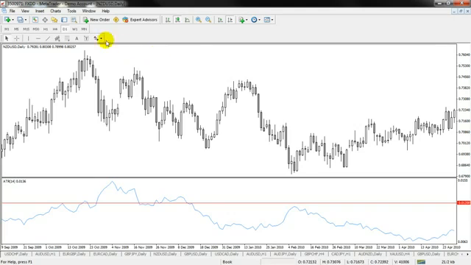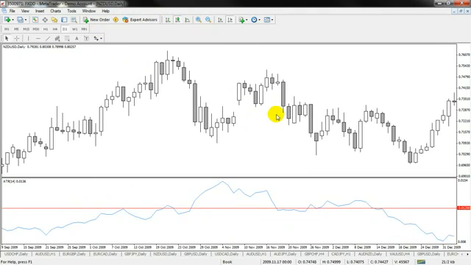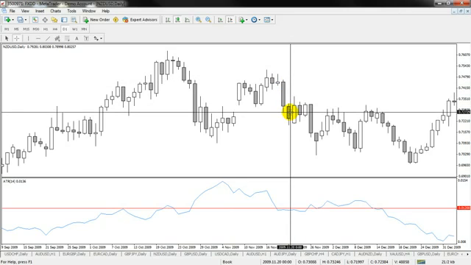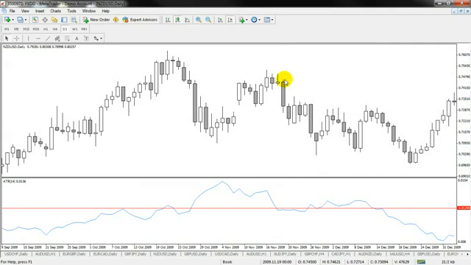Now, what is the average true range? So the average true range is basically just taking the range, which is essentially the difference between the high and the low. And so for this candlestick, it would be 190 pips. It's adding that range to that candlestick and that one and that one and that one, and it's dividing it by 14 for the last 14 candlesticks. Now it's actually a little bit more complex than that.